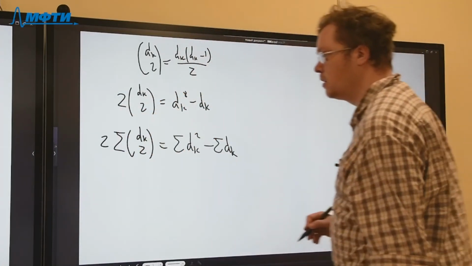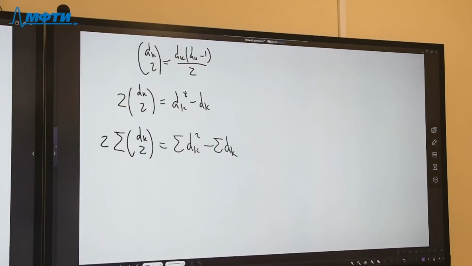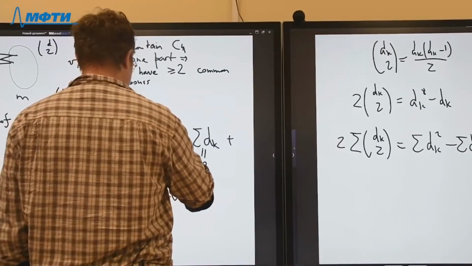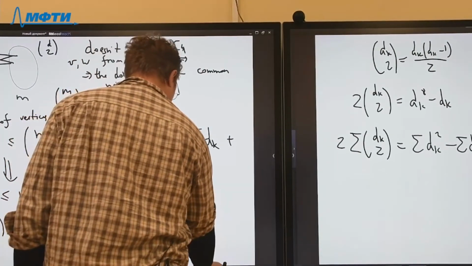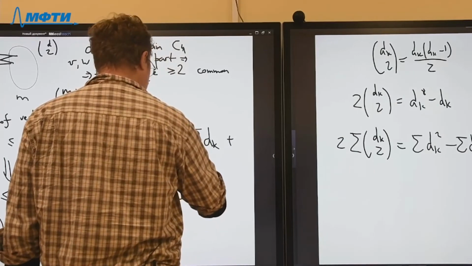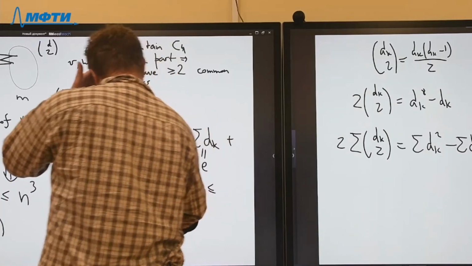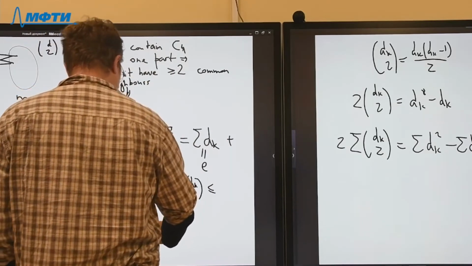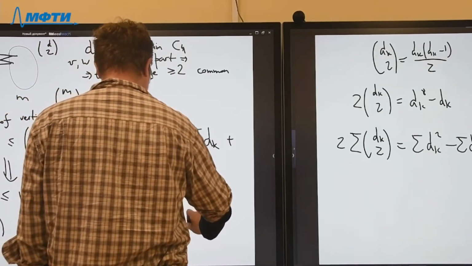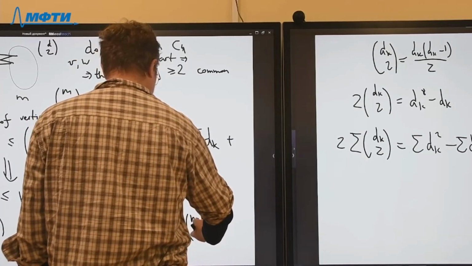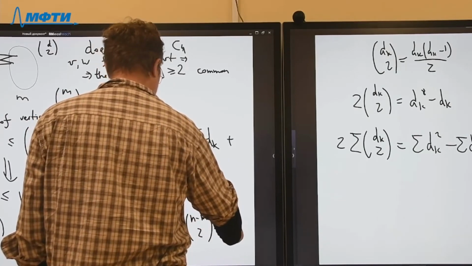Okay, so from this we can achieve that the sum of d_k squared is equal to the sum of d_k, which is E, plus 2 times the sum of d_k choose 2, which can be restricted as E plus 2 times (n minus m choose 2 plus m choose 2).